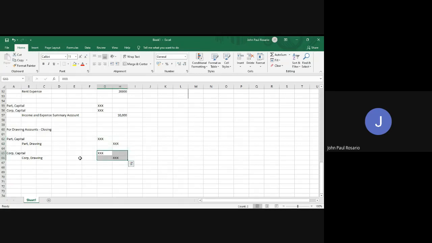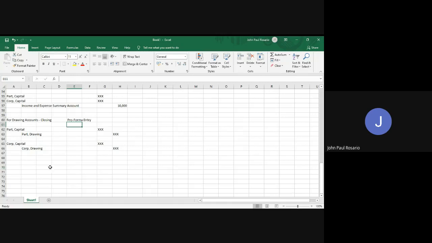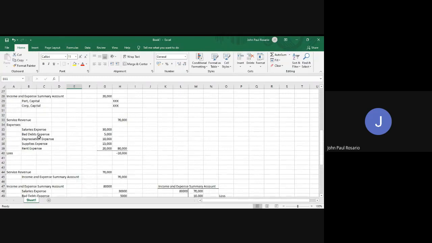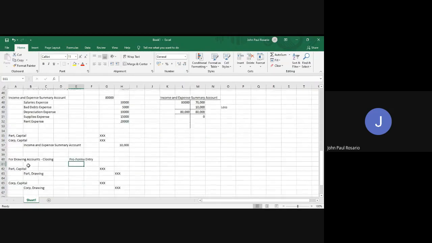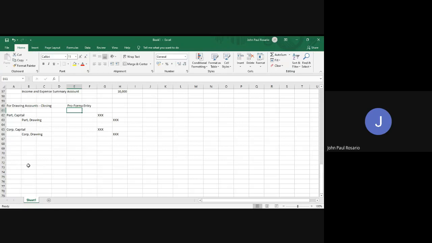Now, after learning about the pro forma entry, meaning this is what it should look like. Journalize the closing of the drawing accounts, your revenue and expenses, and your income and expense summary account. Okay, now let's go to our methods.